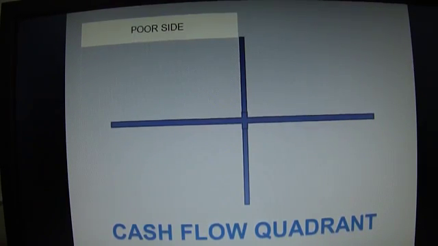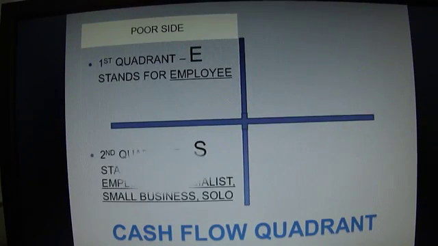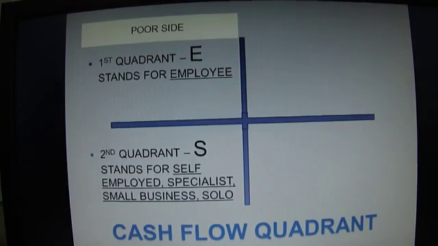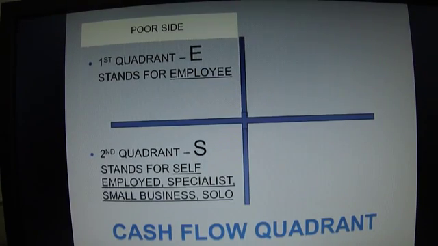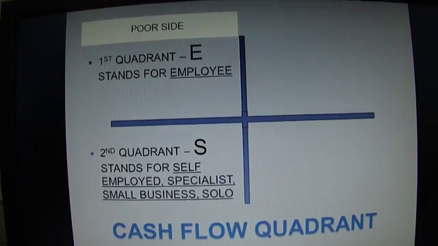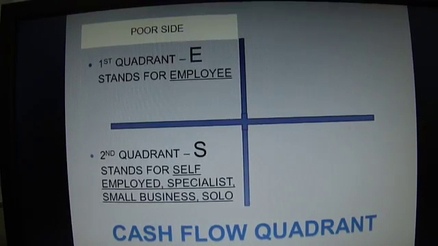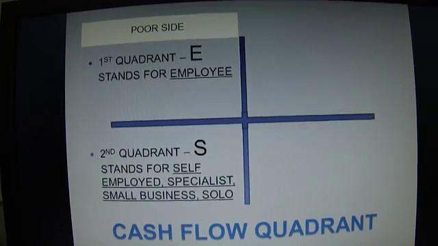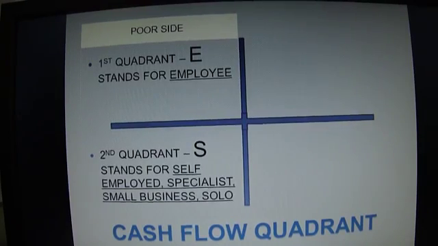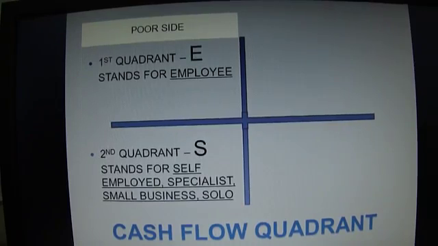The second quadrant S stands for self-employed, specialist, small business, and solo. There is nothing wrong with becoming an employee, self-employed, or specialist, except that the tax laws are worse for these quadrants. Reality is that the tax laws are favorable to the businessman and investors.